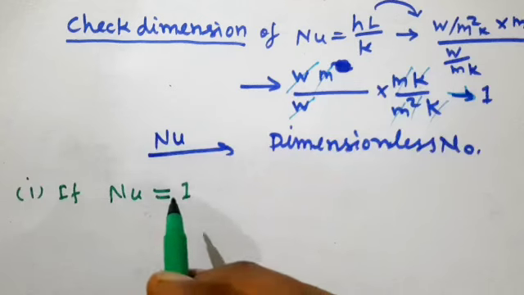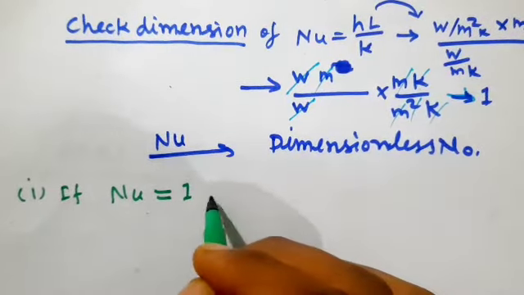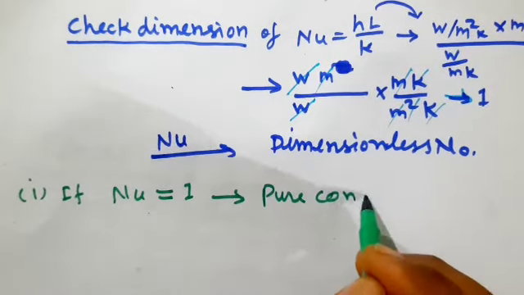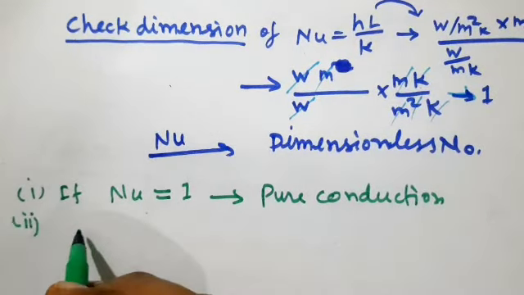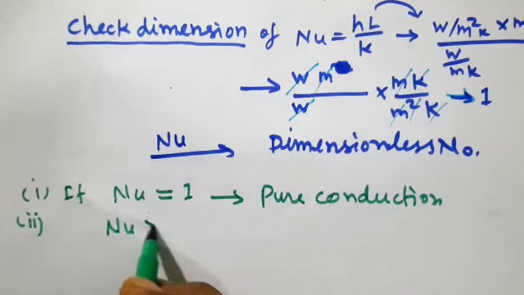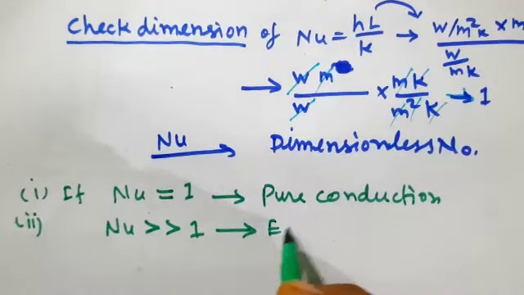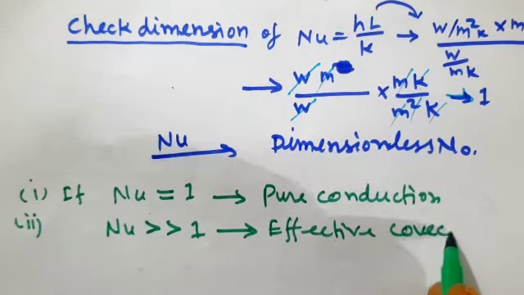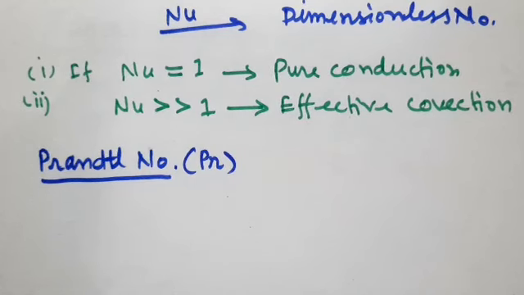If the Nusselt's number is 1, then we can say this is pure conduction. If Nu is greater than 1, then it will be effective convection. Okay, so now we will talk about Prandtl number.